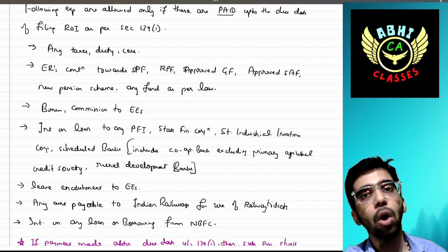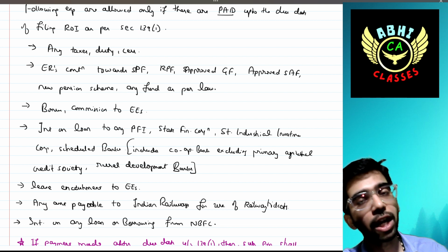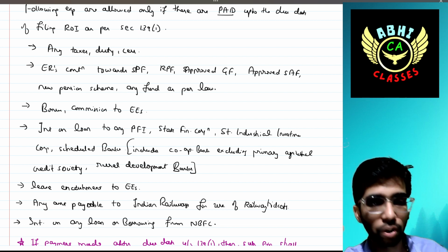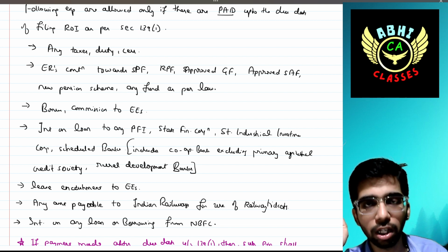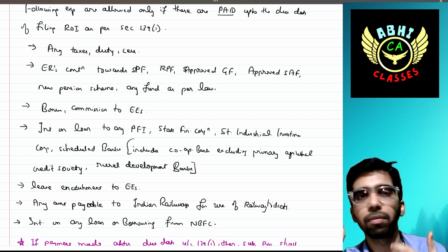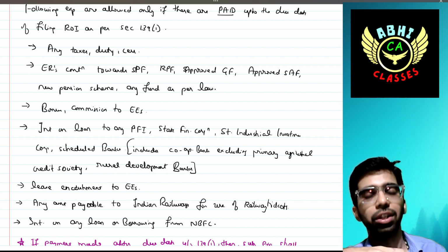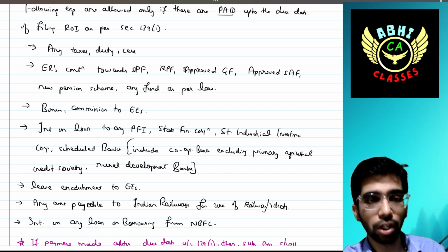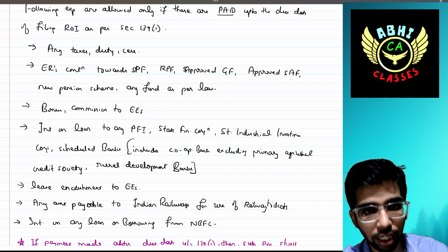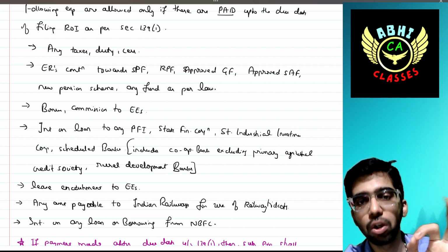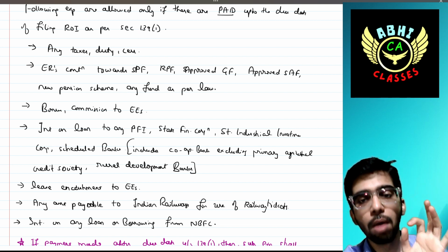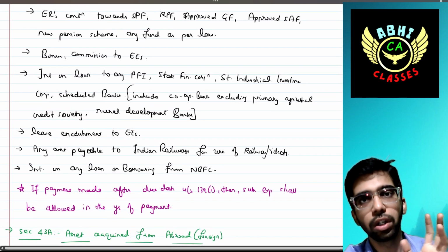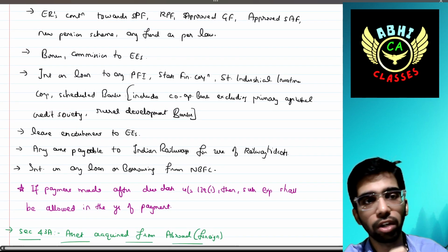Bonus or commission to employees, if it has not been paid, but is paid within the due date of filing of the income tax return, then it is also okay. Interest on loan to PFA, that is, public financial institutions, state financial corporations, state industrial investment corporations, scheduled banks, including cooperative societies and cooperative banks, excluding, but very, very important, excluding primary agricultural credit societies and rural development banks. That also needs to be paid on or before the due date of the income tax return.